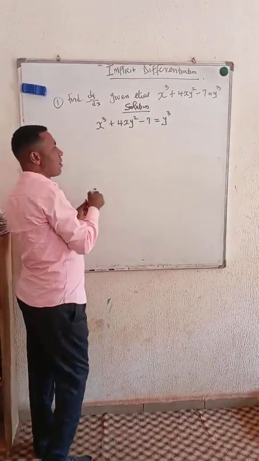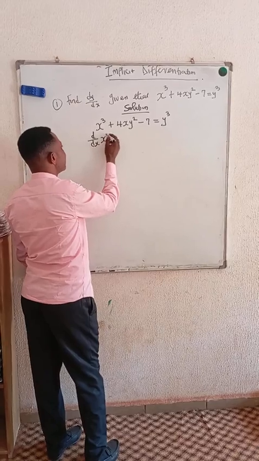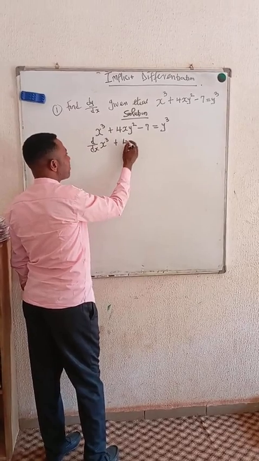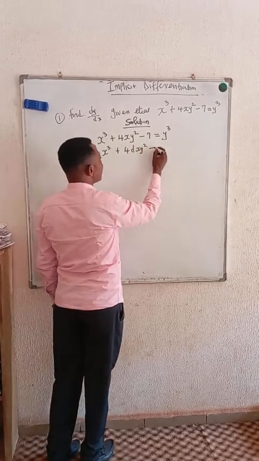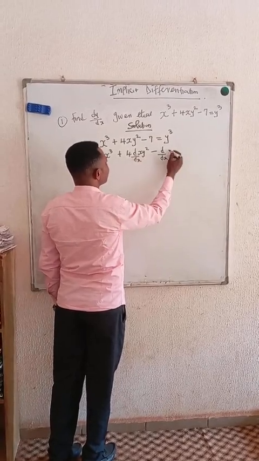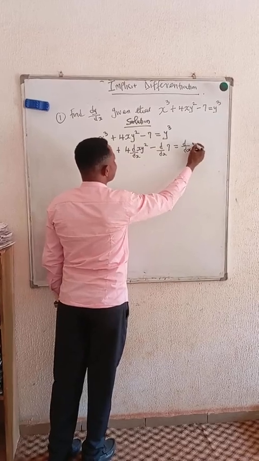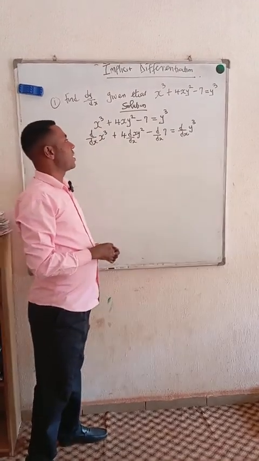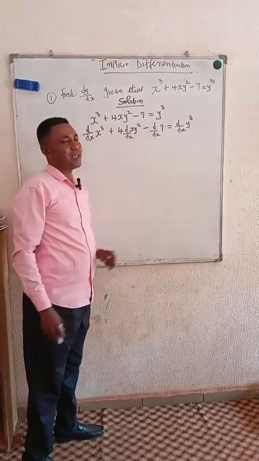This is x power 3. Let me write d/dx of it first. Plus, this 4 is constant, so permit me to write it this way: 4 d/dx of xy squared. Minus d/dx of 7, equal to d/dx of y power 3. And now, what are we going to be doing? We differentiate each of the terms.